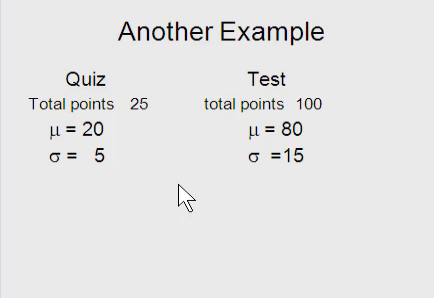Now let me ask you the same question. In which of these is there more dispersion? I know this group, the test has a standard deviation of 15, the quiz 5. However, if it's not fair to compare 80 to 20, it's not fair to compare 15 to 5.